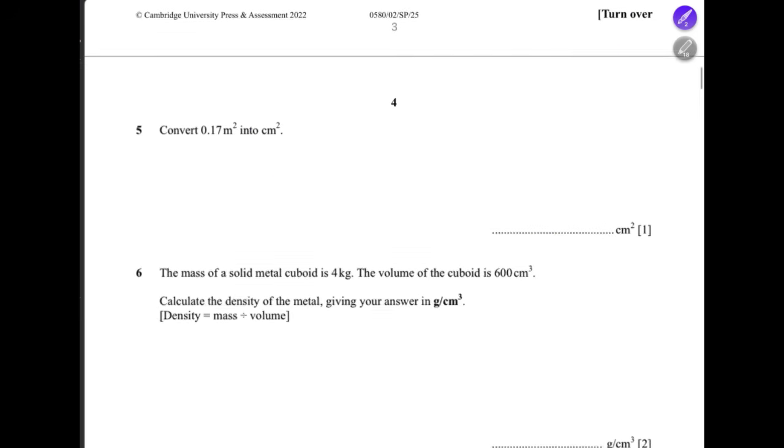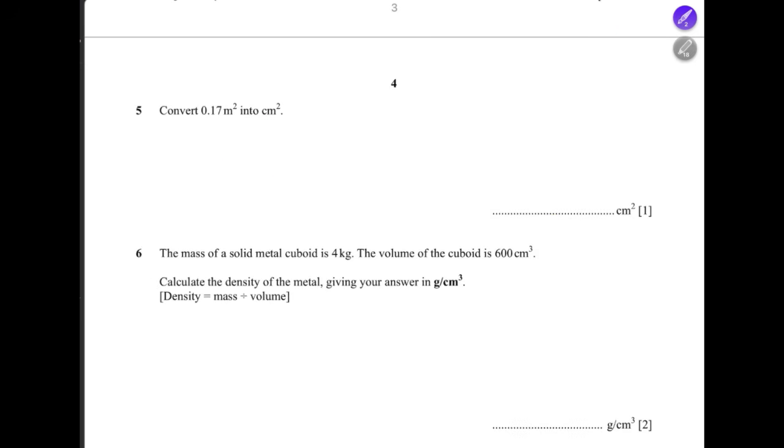degrees. Next, convert 0.17 meter square into centimeter square. Okay, so I'll write meter and then centimeter. Remember, 1 meter equals 100 centimeters. Now, since you're squaring these, you're also going to square them. And then you're going to convert 0.17 into centimeter square. So just multiply them. This is going to be 1 square x equals 100 square multiplied by 0.17. So x equals 100 square, which is 100 into 100.